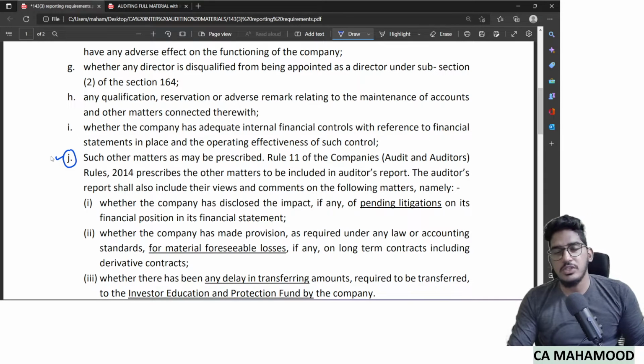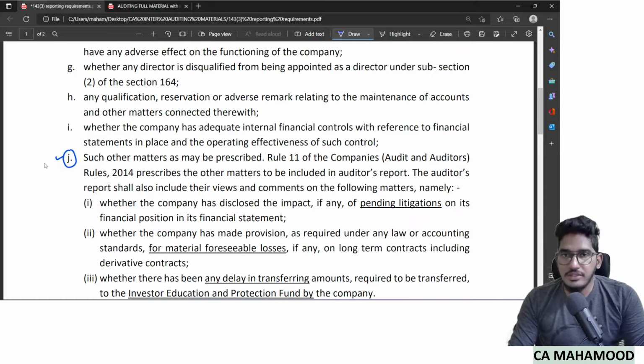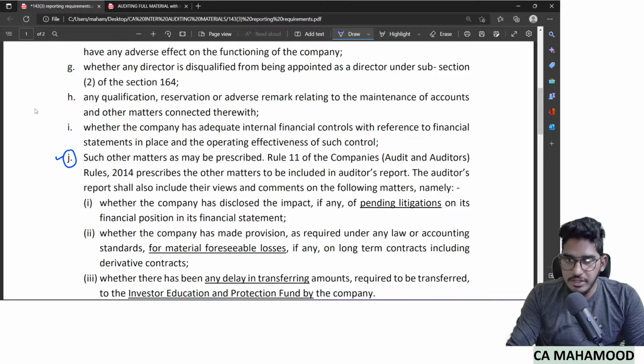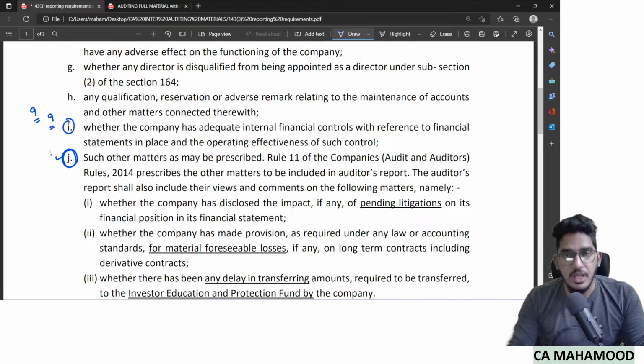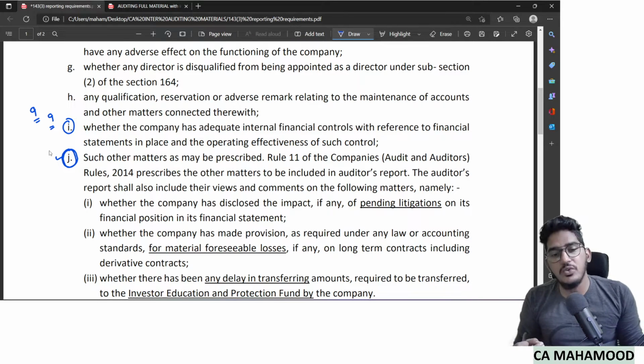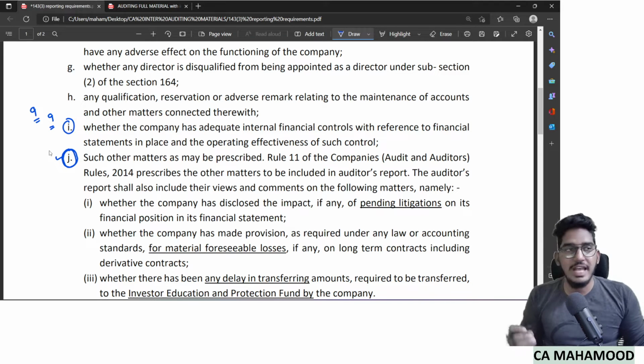See, this clause J was not there from the beginning of the Act itself. Initially, when the reporting requirements were introduced, there were reporting requirements only up to clause I, sorry. So there were only 9 reporting requirements. Clause J was given as a residuary clause, which means in future, if the government wants to include extra reporting requirements under 143 subsection 3, they can include them under clause J. So initially, they introduced this as a residuary clause.